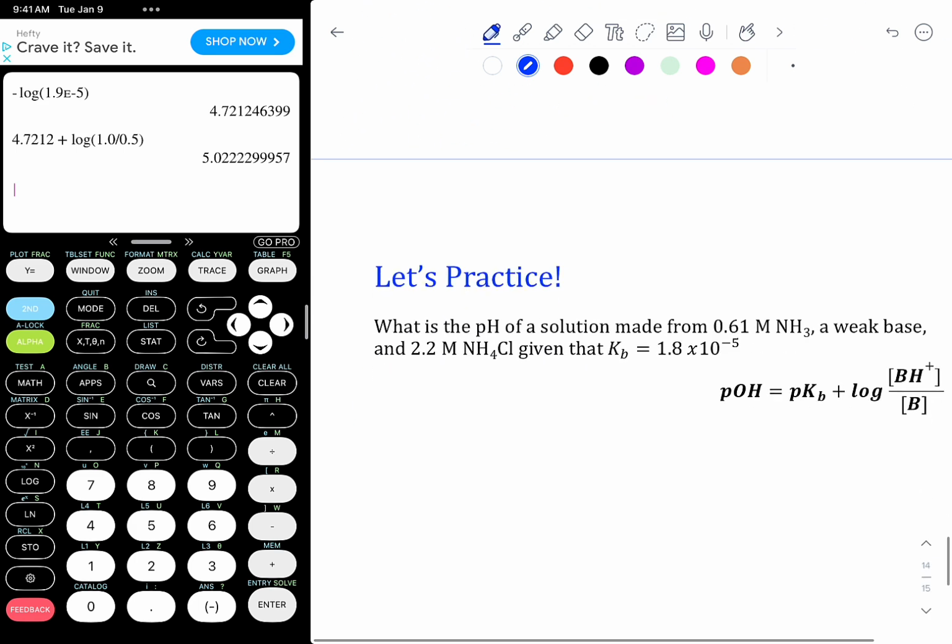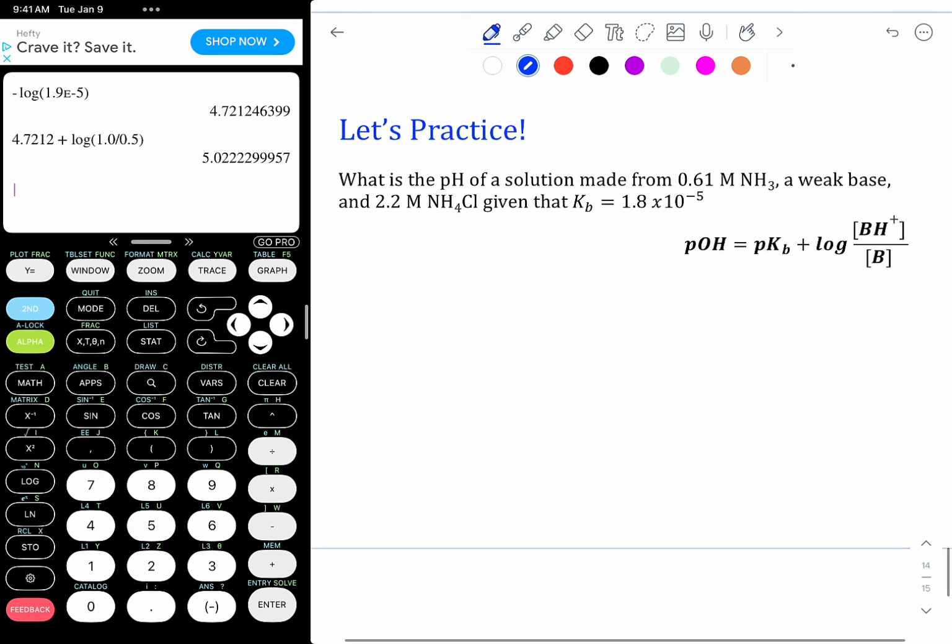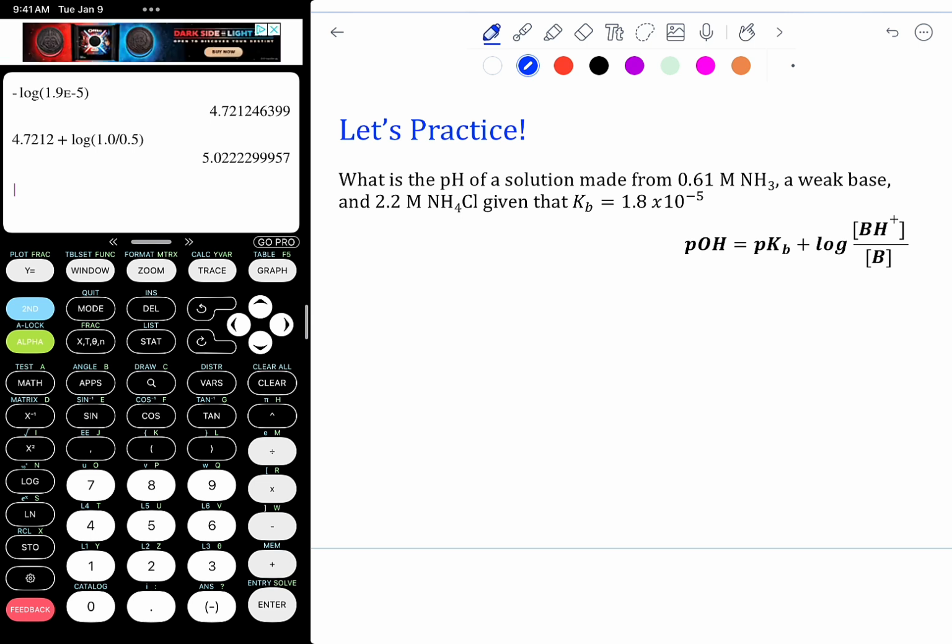For our next problem, we have a similar setup, but now we want to utilize the fact that we have a weak base instead of a weak acid. We can still use the Henderson-Hasselbalch equation and apply it to a weak base conjugate acid pair. There's multiple ways that you could see this. I believe your textbook goes the route of converting your Kb into Ka and then adjusting from there.